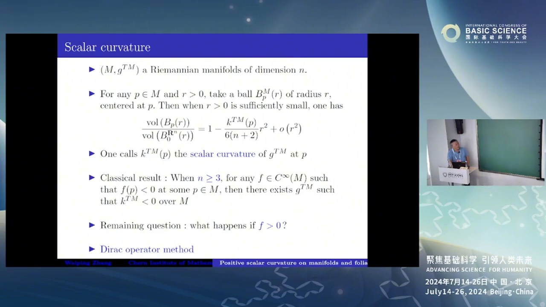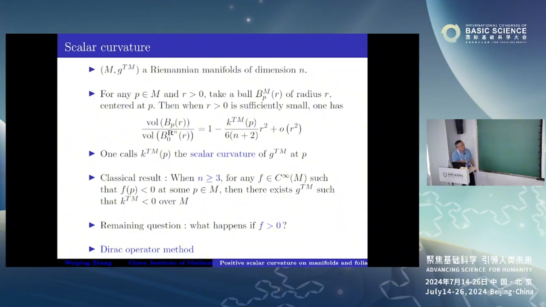To make the talk complete, we start with the concept of scalar curvature. We take a Riemannian manifold M of dimension n, and let g^TM be the metric. Then you take any point P on the manifold and any positive number R. We assume R is small, so we take a ball centered at P with radius R. Then we compute its volume. There is an asymptotic formula when R is small.